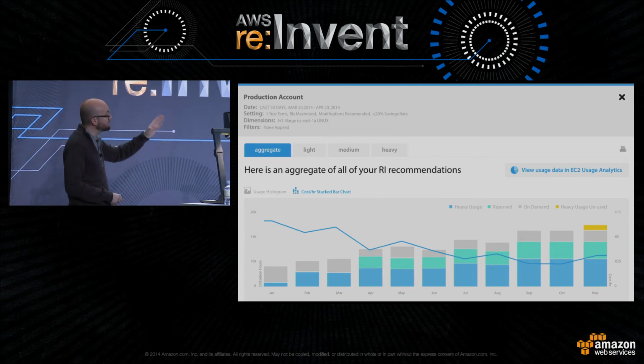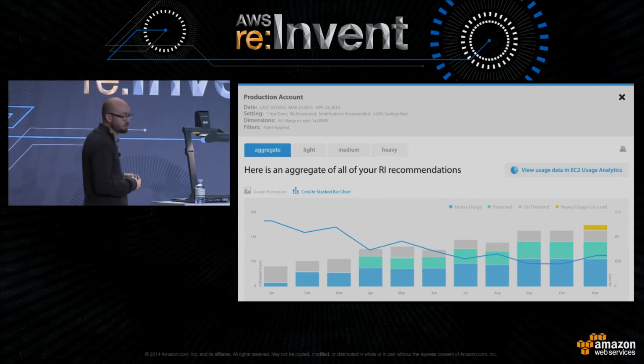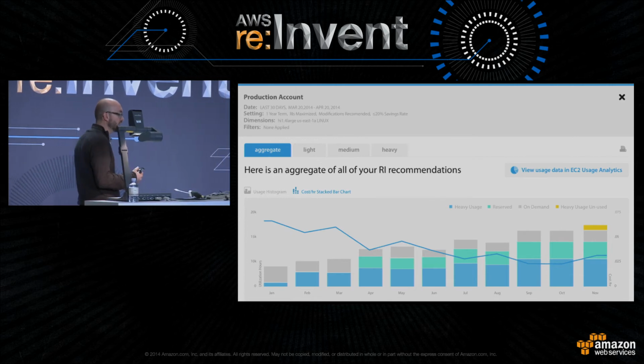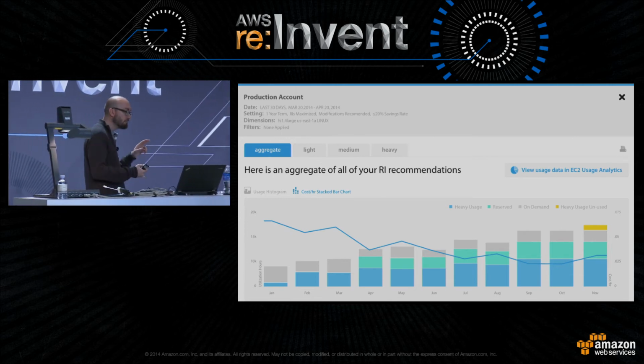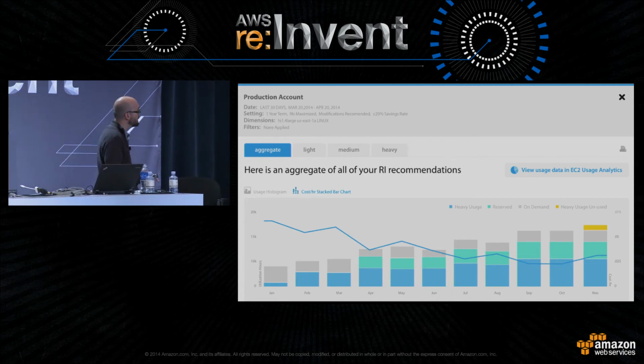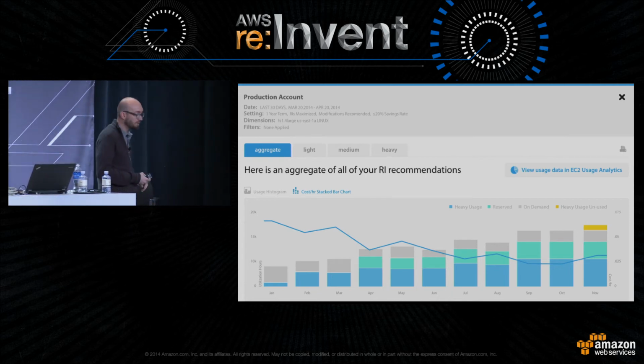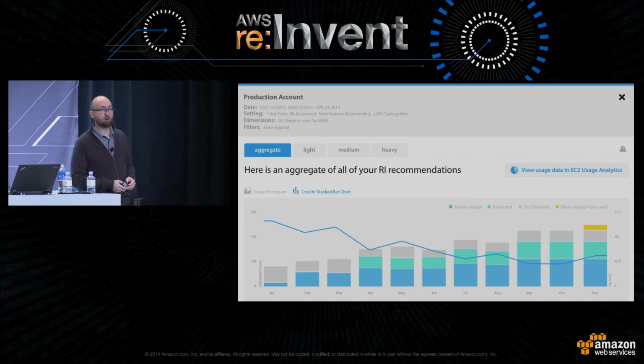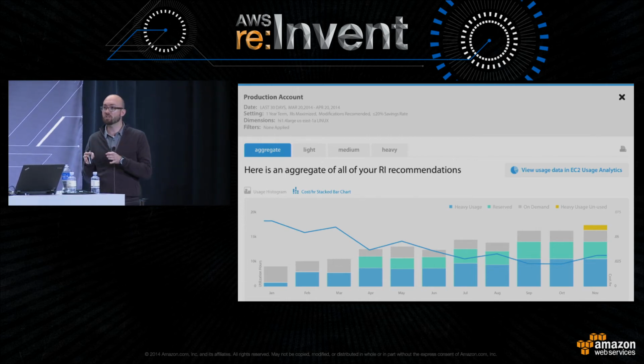Each of these stacked columns represents your usage, which is a combination of heavy RI usage, reserved hours, so light and medium, on-demand hours, and then in some cases, on the tail end there, unused heavy hours. So hours that you've purchased heavy reservations for, but haven't actually used because you have too much inventory. So we plot that out, and then we overlay on top of that your average hourly cost.